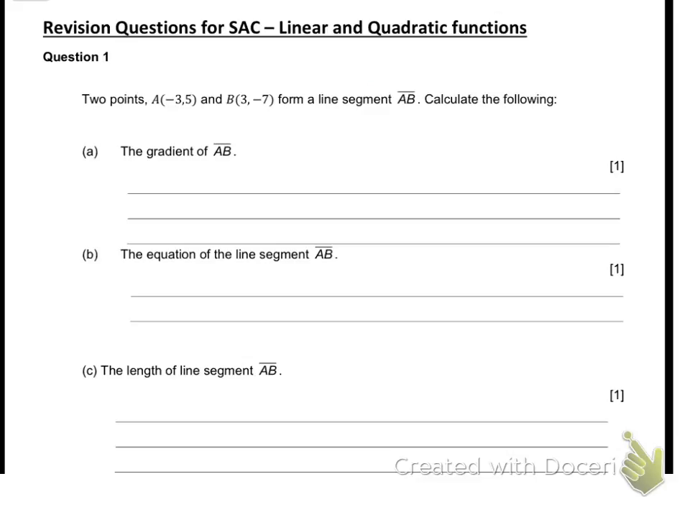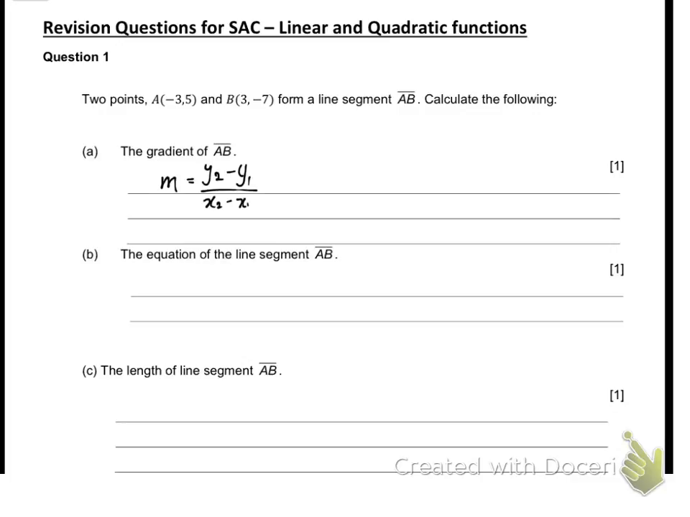Okay, so question 1. We've got 2 points, point A and point B. So let's form a line segment between A and B and calculate the following. So imagine 2 points connected with a straight line. What is the gradient of that straight line A to B?